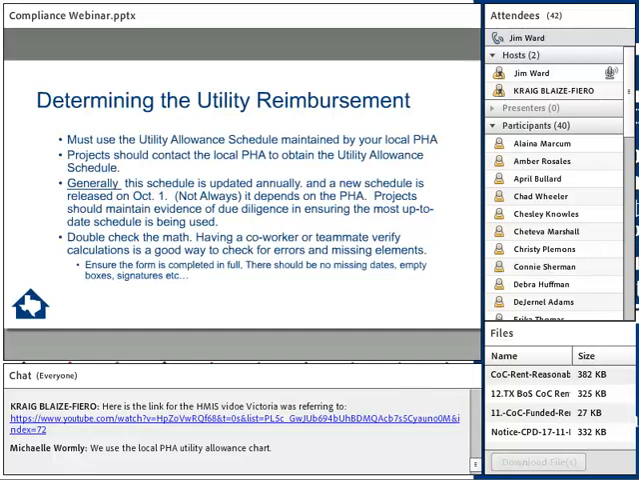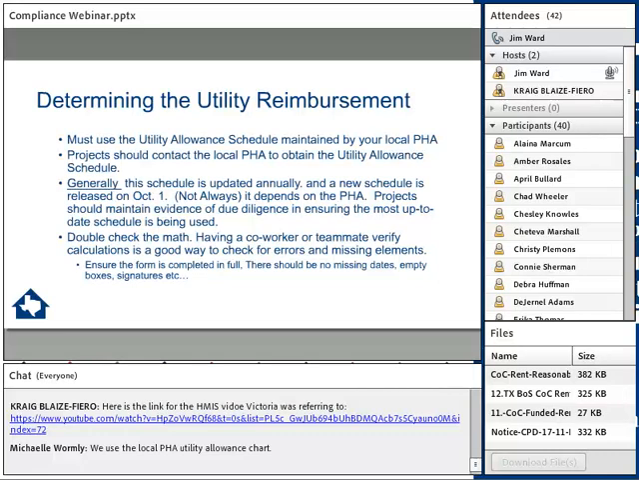Another thing that's really important to do while you guys are determining the utility reimbursement and the utility allowance is to have someone double check the math. I think that's really important, making sure that all the boxes are filled out on the form, that the participant or the household participant name on the form matches the supporting documentation that you're using to create that utility allowance.